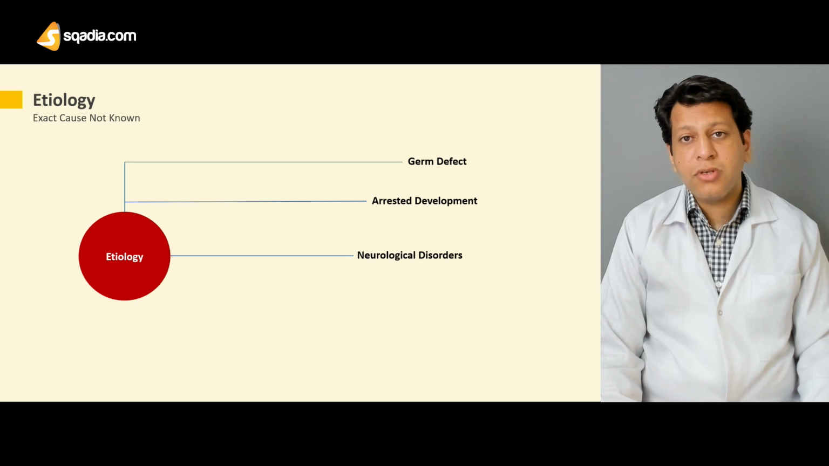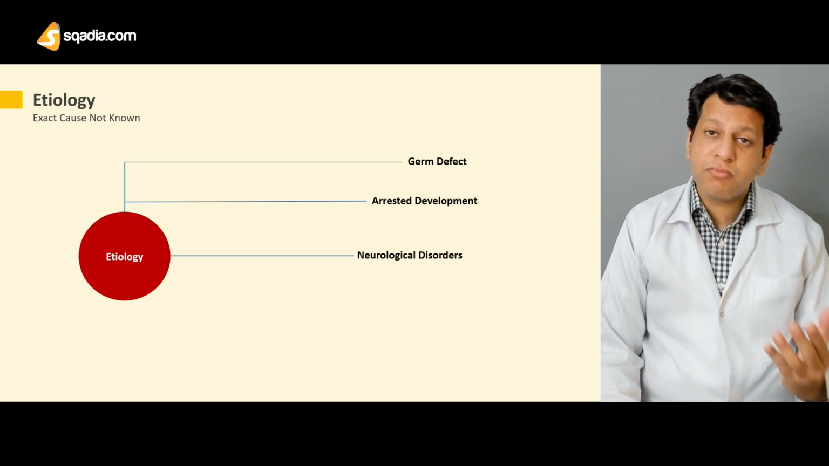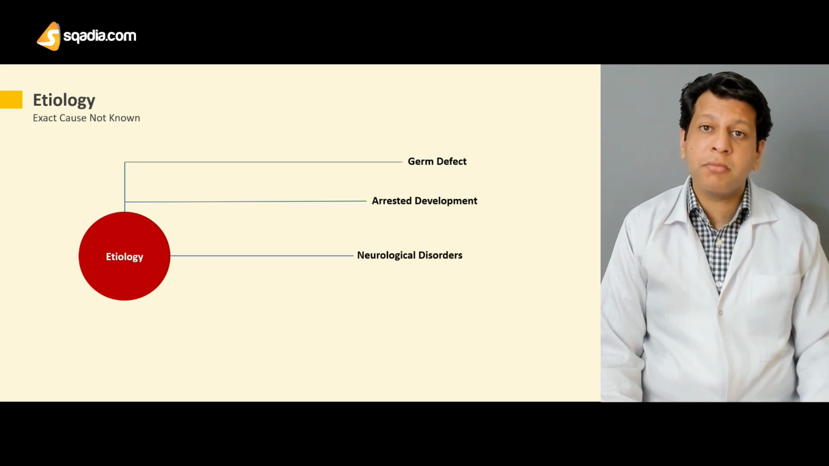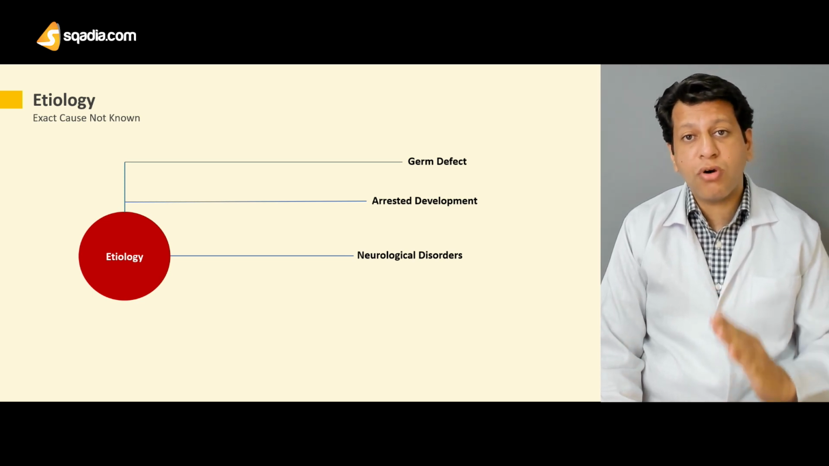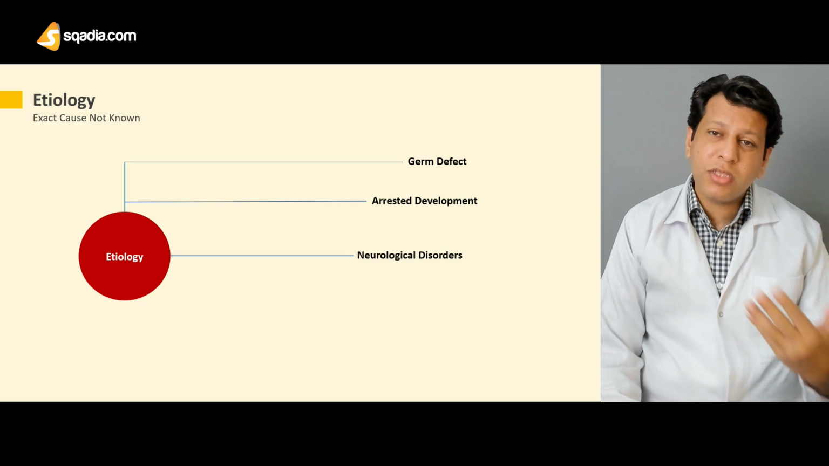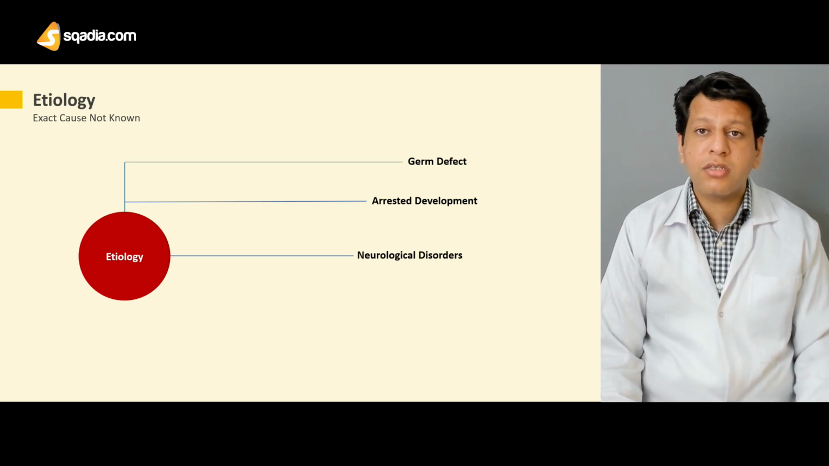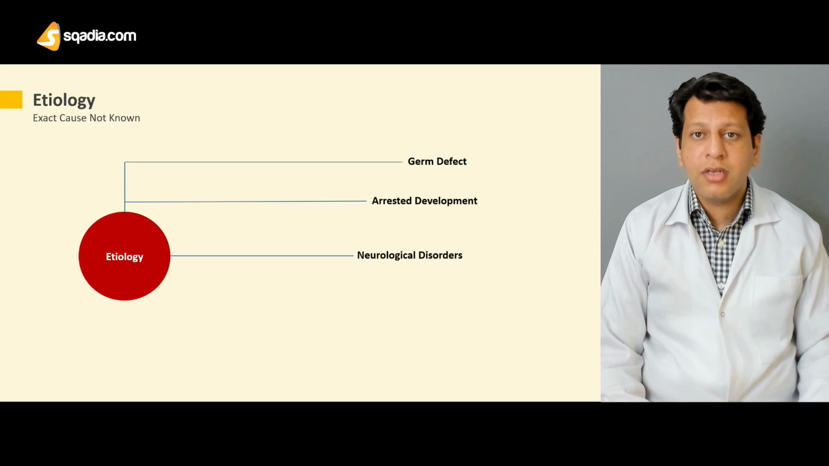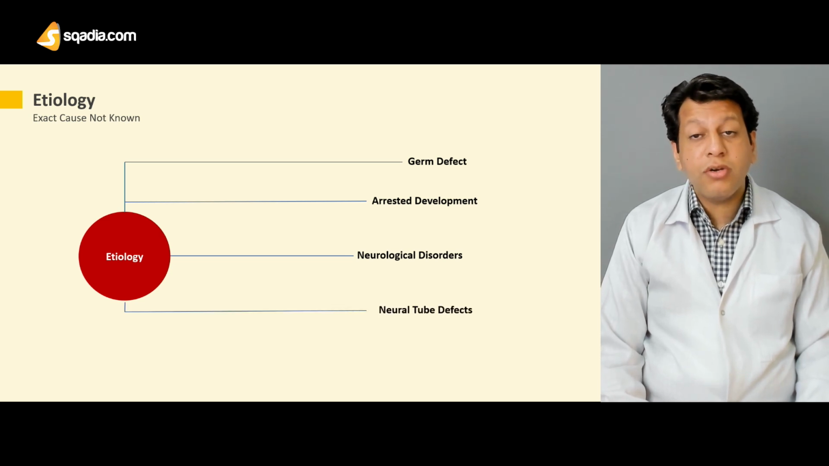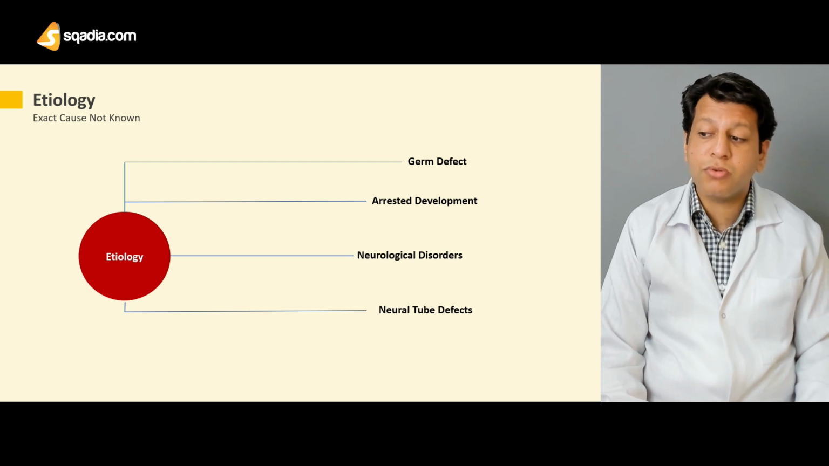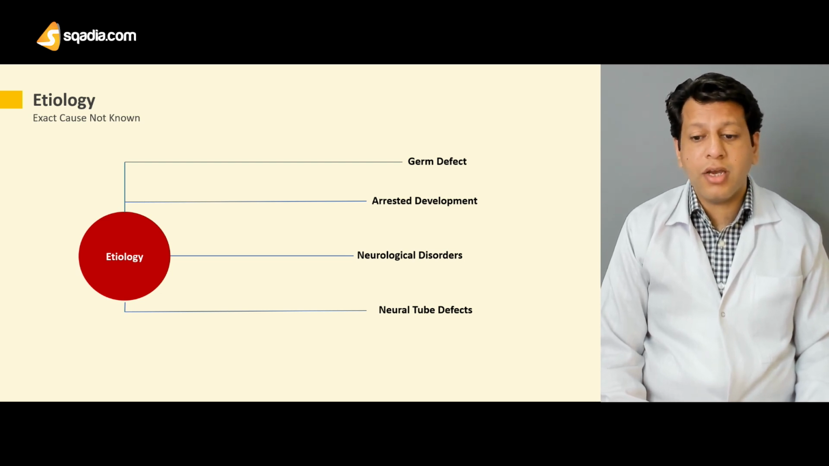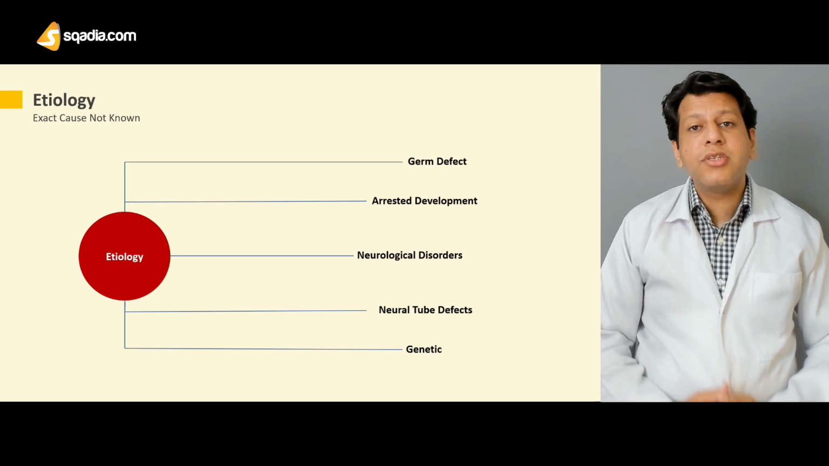Then it has been associated with certain neurological disorders as well, such as myelomeningocele and spina bifida, which may be present along with it. One theory is that there is a neural axis abnormality which also results in this problem. Then neural tube defects may also be seen along with this problem and are associated with this issue as well. Then comes the genetic factor.